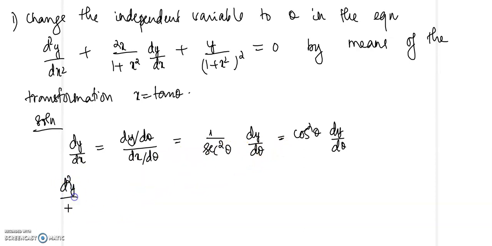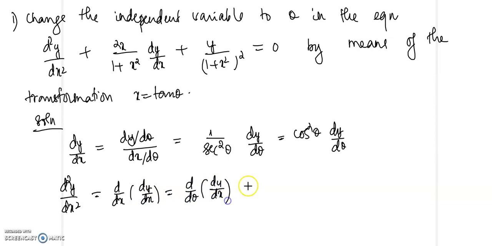Now we need d square y by dx square. So that is d by dx of dy by dx. So by chain rule that is d by d theta of dy by dx into d theta by dx. So you will get d by d theta of cos square theta dy by d theta into d theta by dx, which is again 1 by sec square theta. So that is cos square theta.